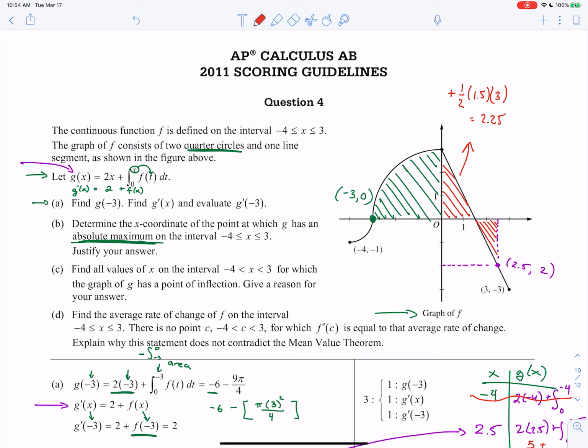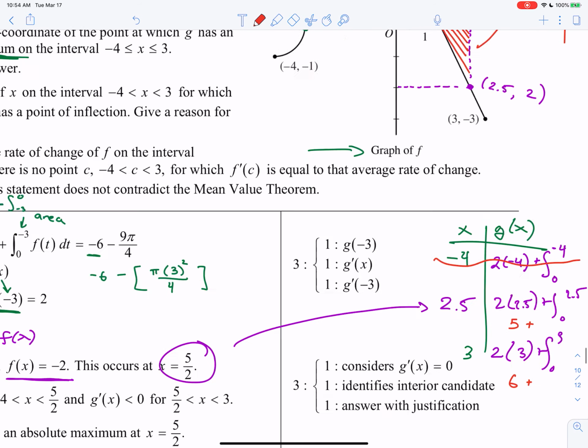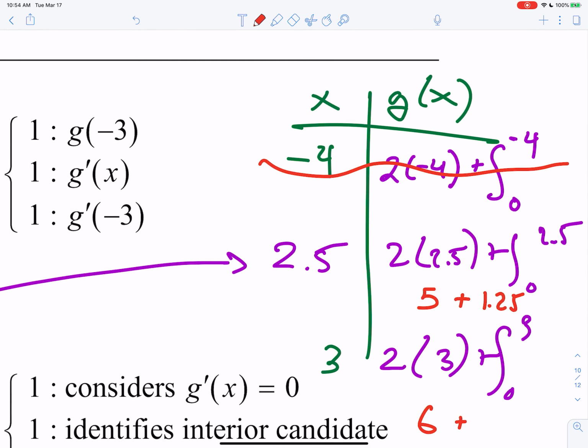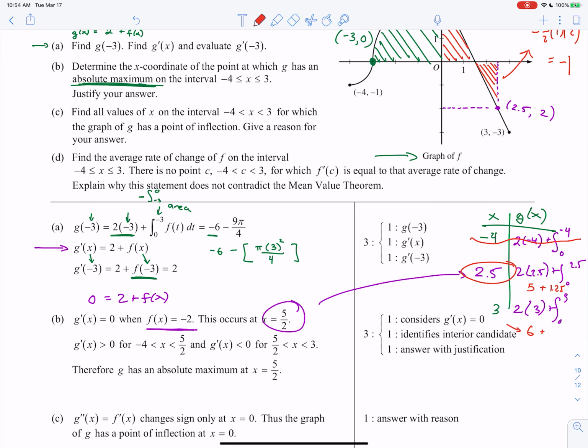Okay? The area over here I know is negative 1/2 times. The base looks like it has a distance of 1 and the height has a distance of 2. This comes out to -1. So if you combine those two, 2.25 minus 1 gives you 1.25. So that's the accumulation from 0 to 2.5. So if I go back here, I know that that's going to surpass 6, what we have down here. So I know my x-coordinate is going to be 2.5, which is where the absolute max is going to be.